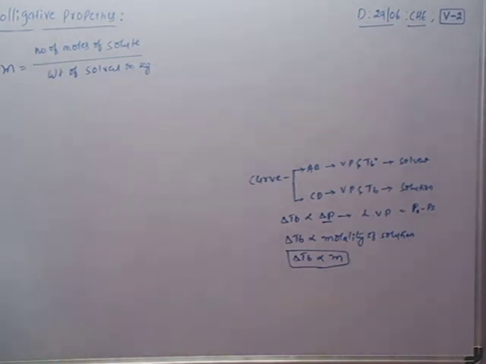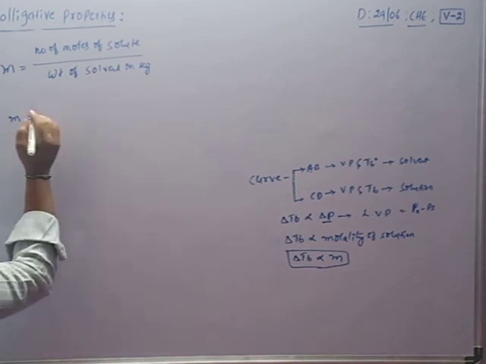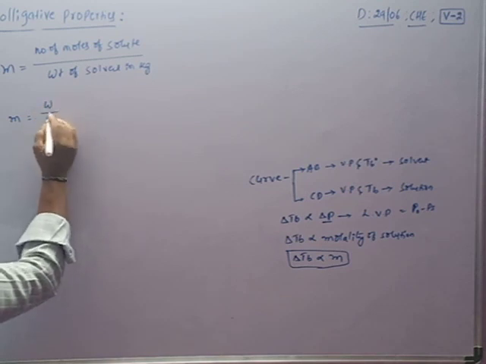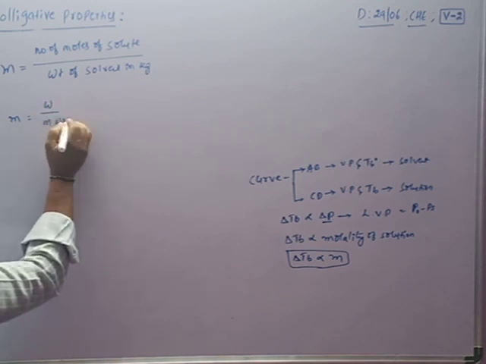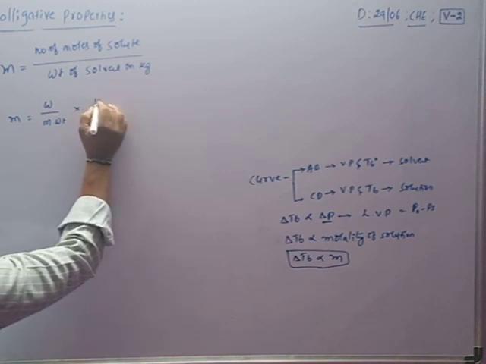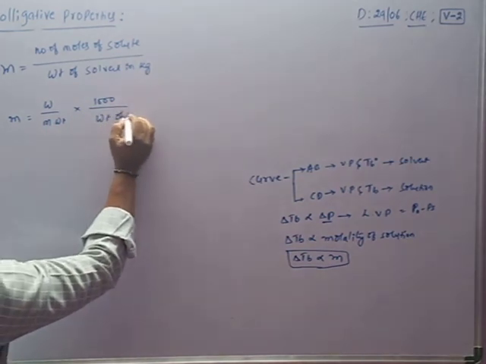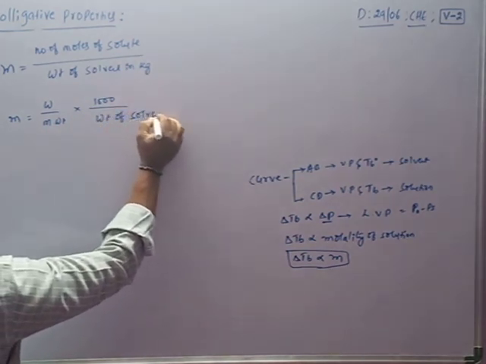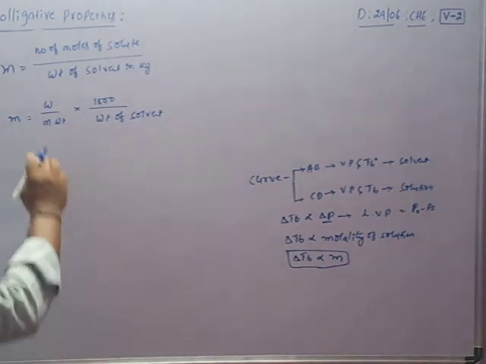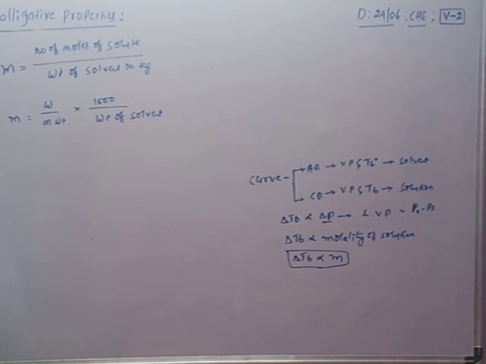Now how to calculate the number of moles? Number of moles equals weight by molecular weight. So molality m equals weight of solute by molecular weight of solute into 1000 by weight of solvent. So it is the molality.